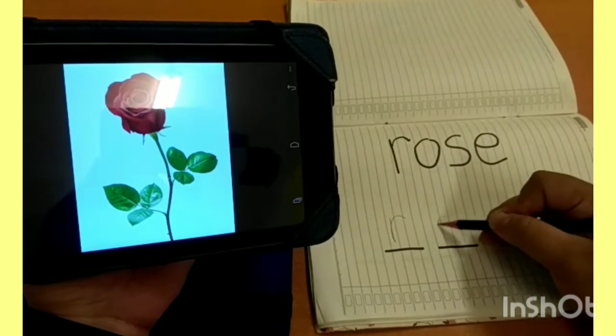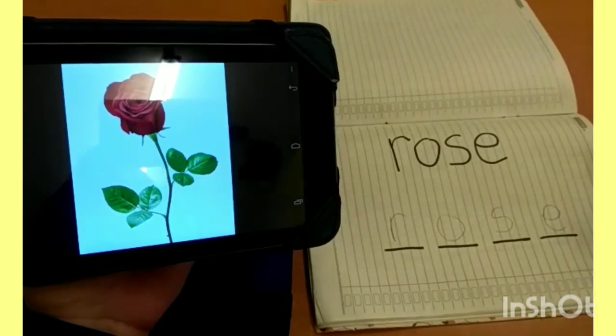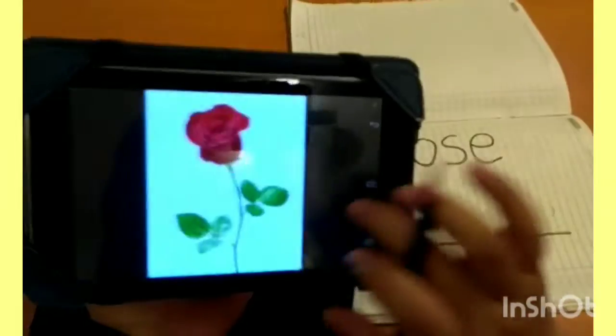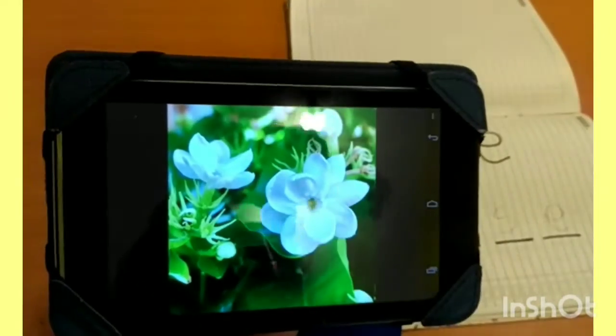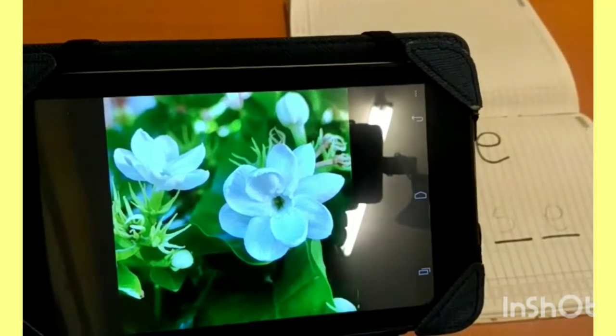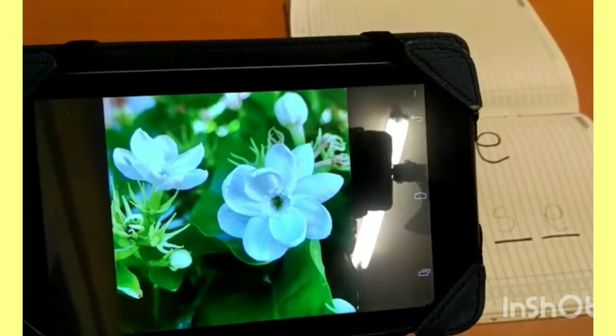R O S E. Okay. Next vocab is... do you know what is the flower? The smell is very fragrant, sangat-sangat harum.